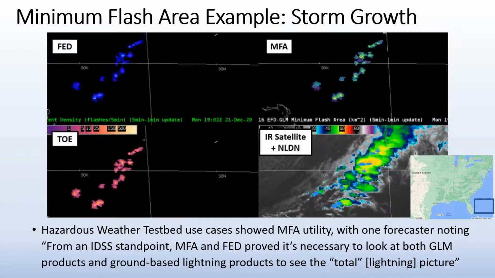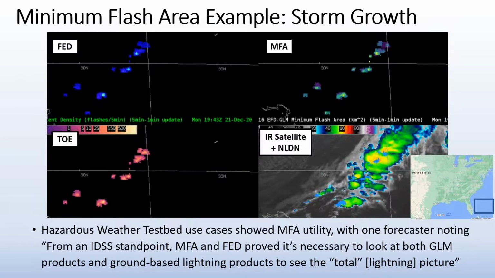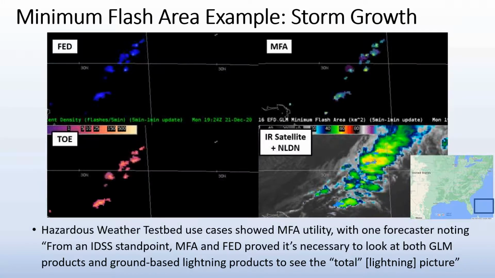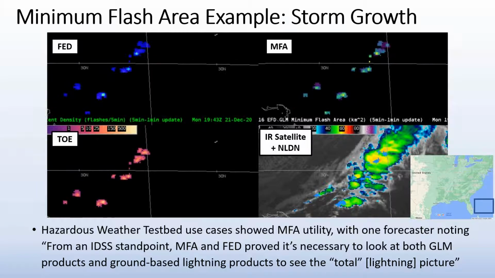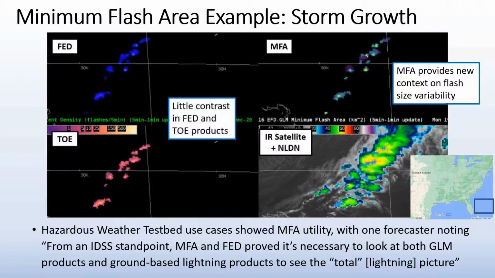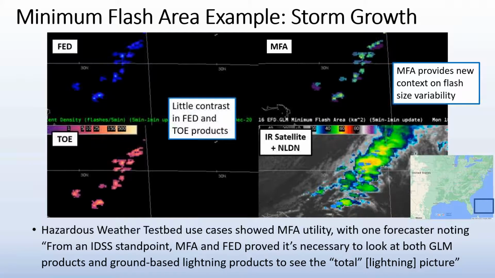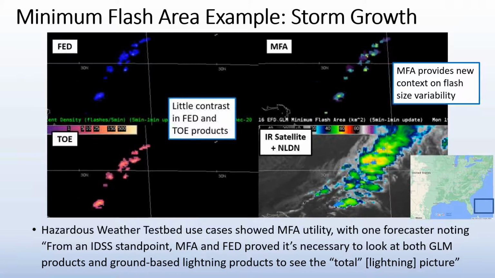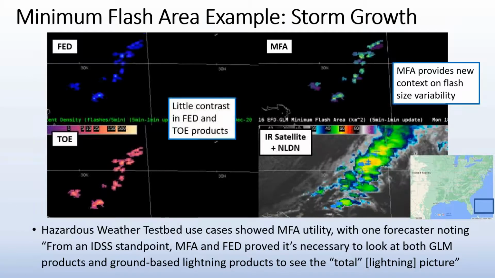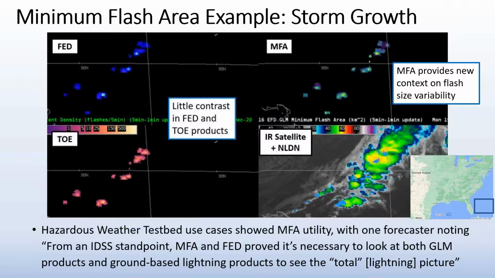But once you analyze that in the perspective of adding in MFA or minimum flash area, you can see all this rich texture show up that says, oh, this storm may be strengthening, this storm's probably weakening, and that can direct your attention towards the storms, if you were, say, in a warning environment, which may need to be watched or monitored more closely. So there's little contrast in the FED, but the MFA provides this new context on the variability of flash size, and that in and of itself can be a valuable addition to any warning operation or operational environment.